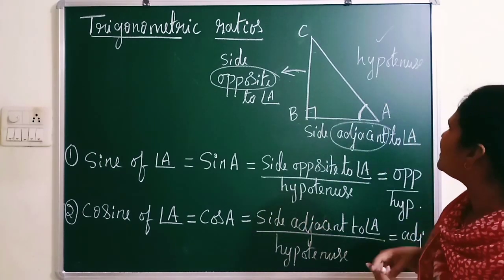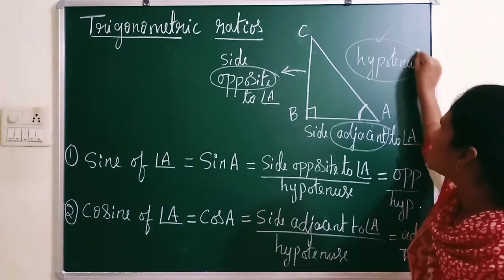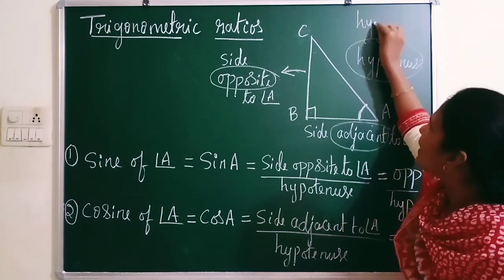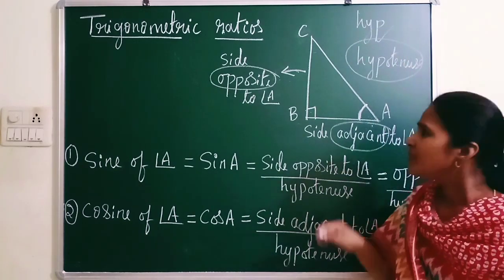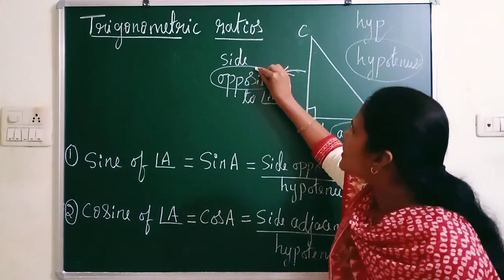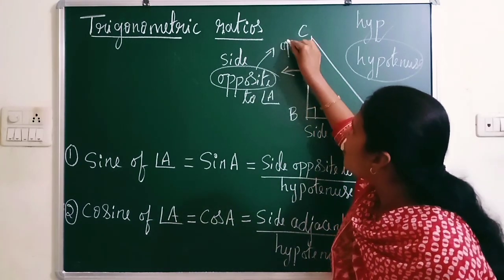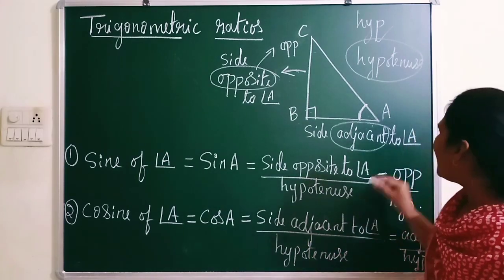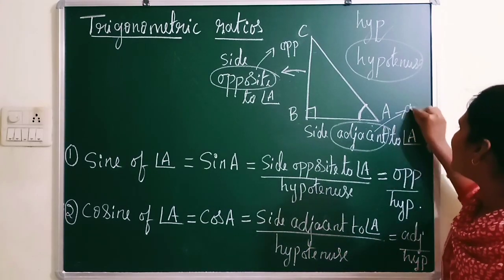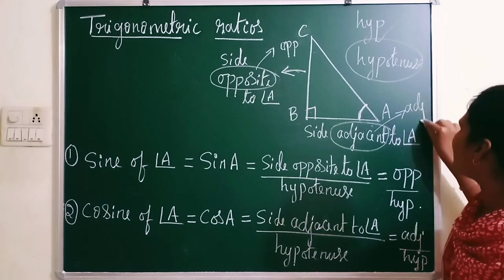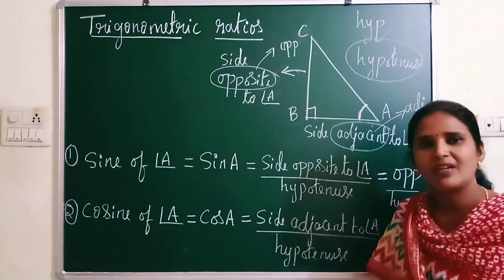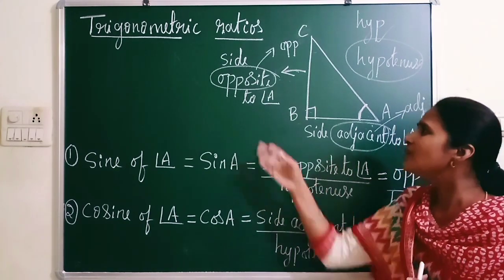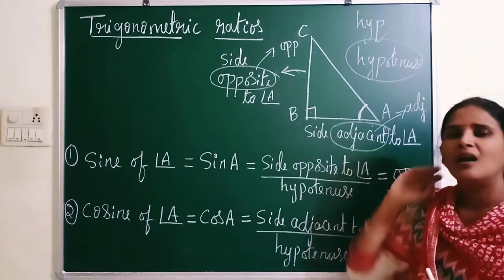One is hypotenuse, which we shortcut and write as HYP. Another is opposite. We write it as OPP. In short we write OPP. And another is adjacent. We write it as ADJ. So these are the abbreviations we use for opposite, adjacent and hypotenuse.